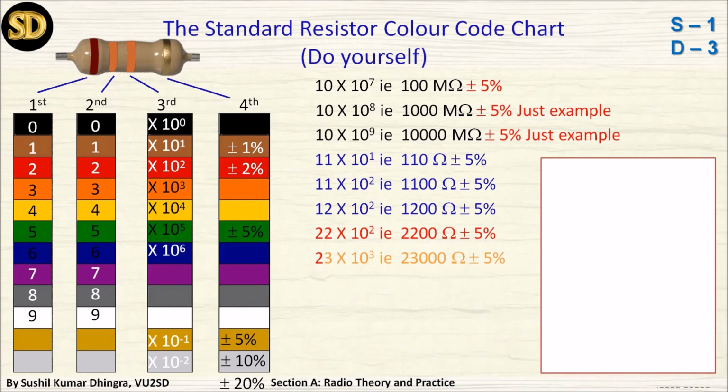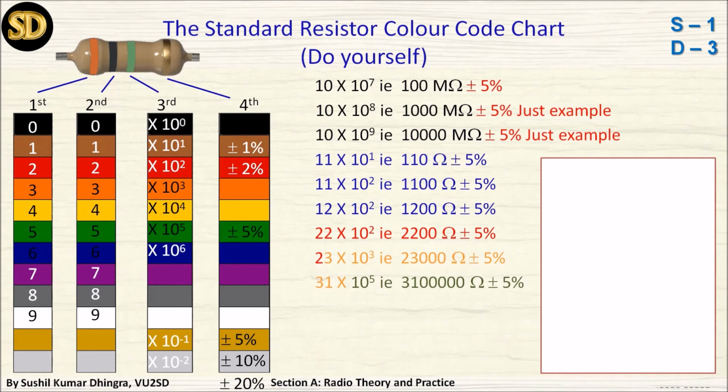Next, see carefully the resistance. Now totally different colors are coming. The answer is orange, black, green, 31 into 10 raised to the power 5. It means 3.1 mega ohm.